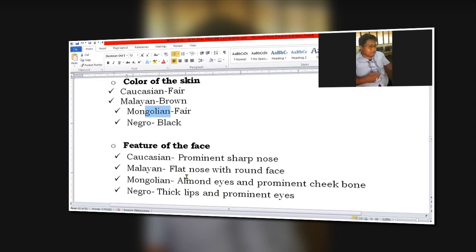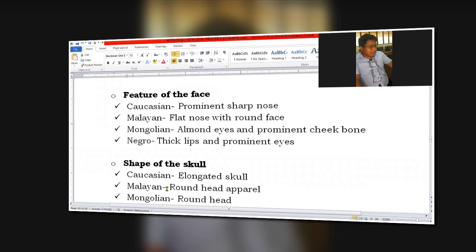So pag almond naman yung eyes and prominent cheekbone, malaki ang mata, malaki rin yung cheekbone, pwede kang humawak sa cheekbone niya, then Mongolian, kaya tinatawag natin Mongoloid face. Then Negro, if you have thick lips and prominent eyes, they are considered Negro. Okay? Then shape of the skull, so skull naman yan.